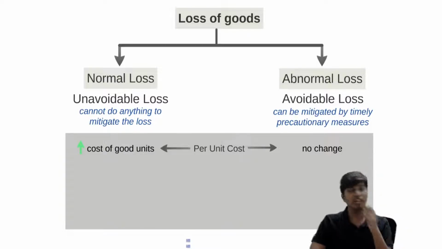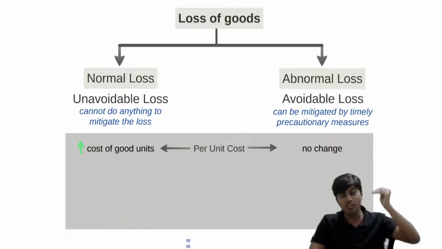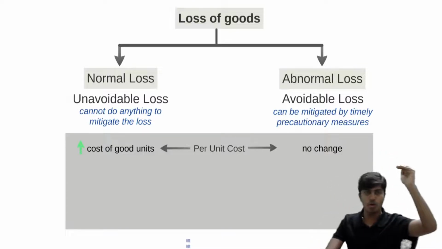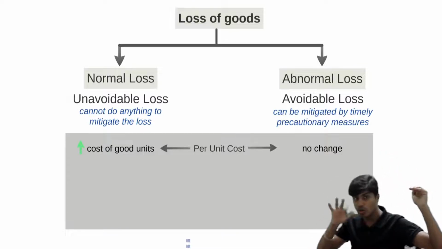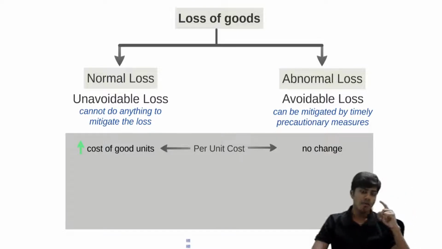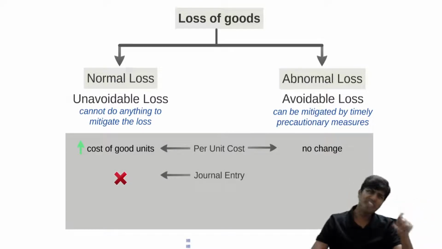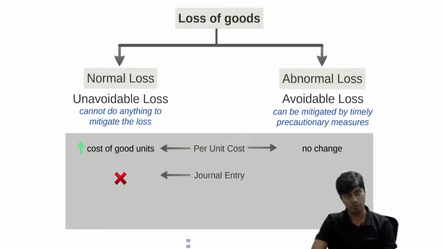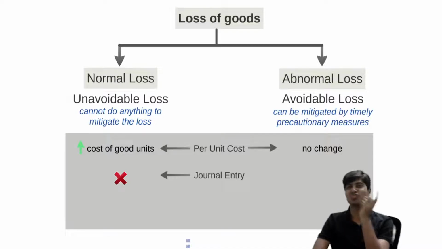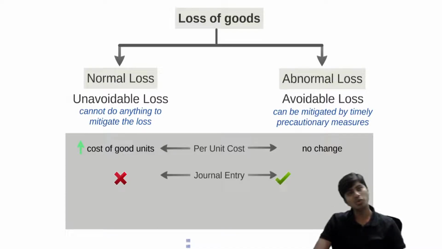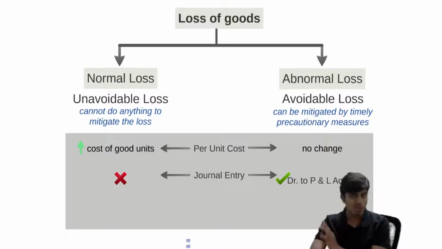So remember that whenever there is normal loss, cost of good units will increase. Whenever there is abnormal loss, there is not going to be any change. Next one. With regard to normal loss, there is no journal entry. It is adjusted in the price of the good units. It will lead to an increase in the price of goods. However, with regard to abnormal loss, there is a journal entry. We will transfer this to P&L. It will be debited to P&L account as loss. We will also see the accounting entries a little later.